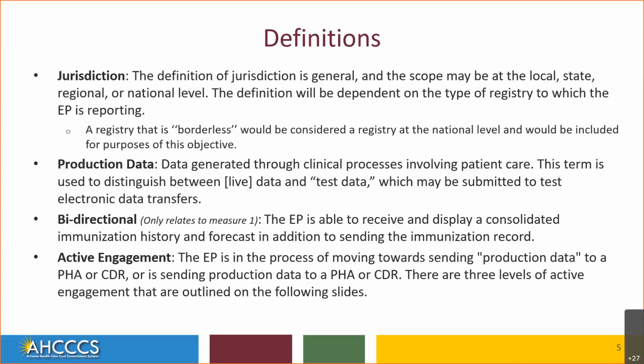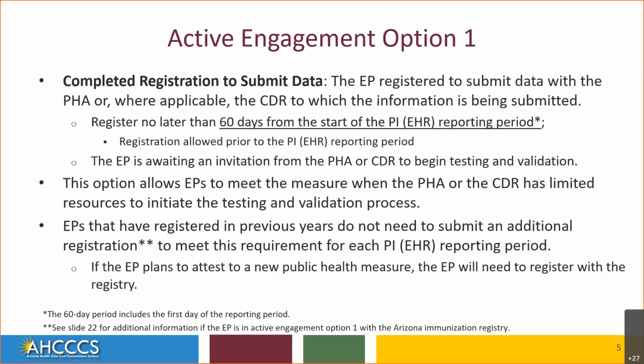Active engagement. The EP is in the process of moving towards sending production data to a public health agency or CDR, or is sending production data to a public health agency or CDR. There are 3 levels of active engagement that are outlined on the following slide.